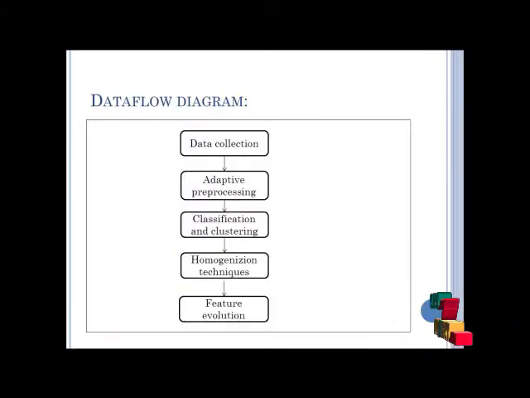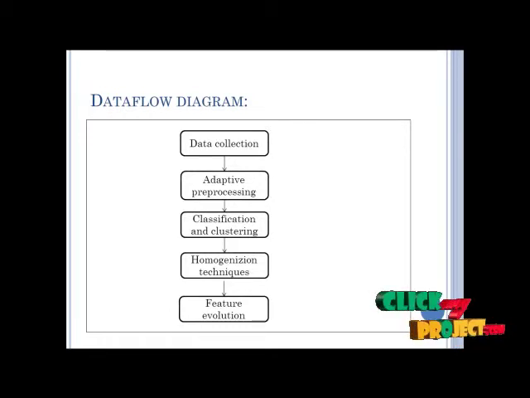Data flow diagram. The data flow diagram starts with data collection. Data collection is nothing but collecting the data sets from the server side. After that, we process and extract the data, and then we apply adaptive pre-processing. Pre-processing is done in two manners. First the data gets extracted and cleaned, and then one more pre-processing step is done, that is removing the unwanted data. Pre-processing is done in two steps, so it works very efficiently. Then we go for classification and clustering.